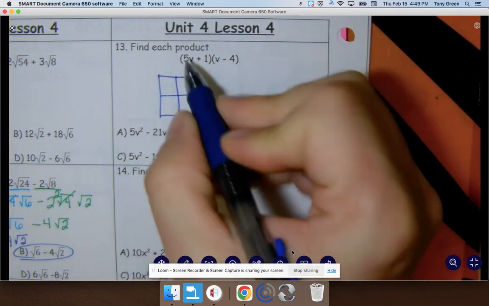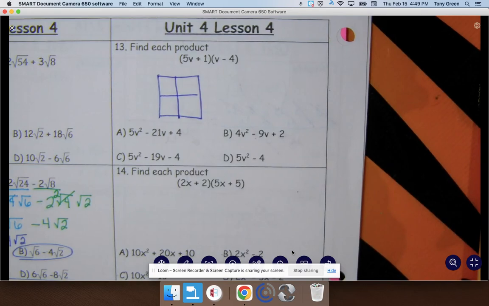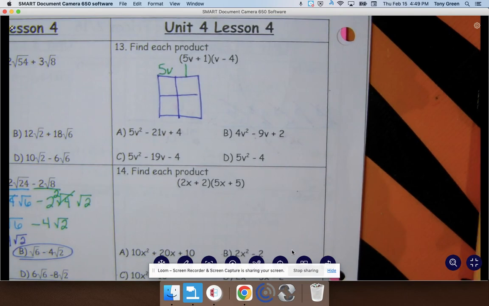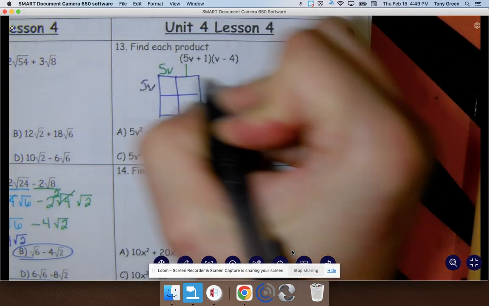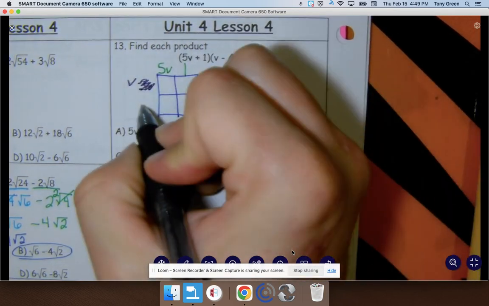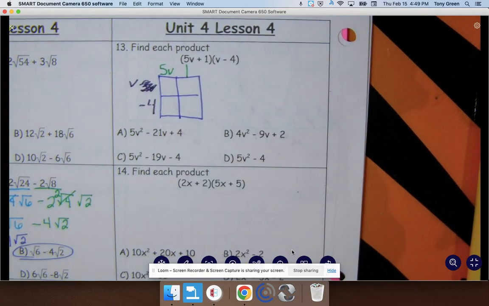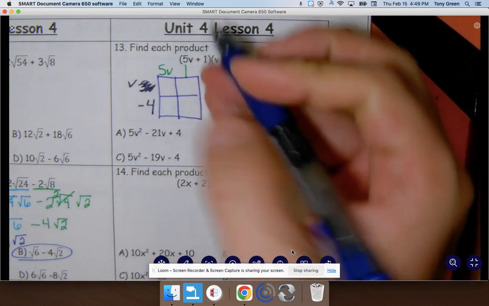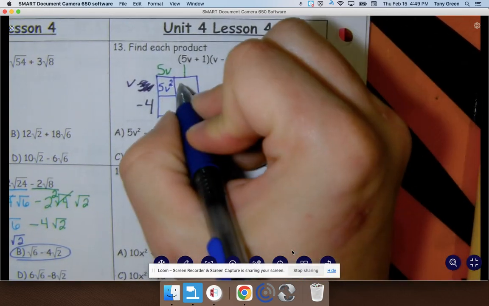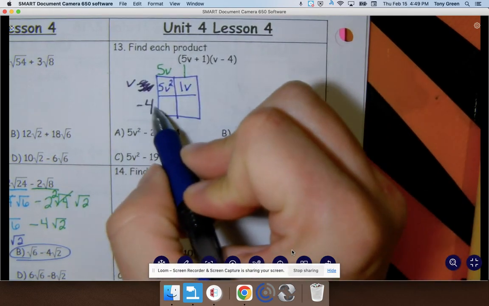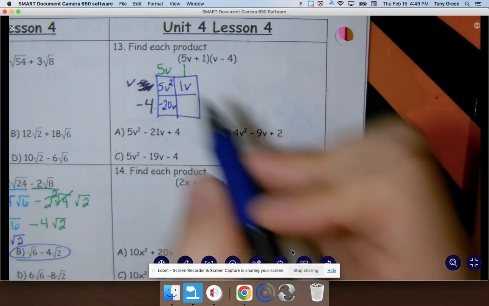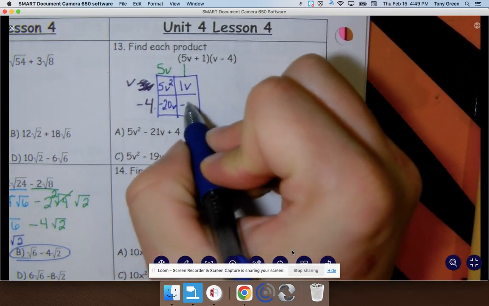square. Now my factors are 5v, and a positive 1, and a 1v, just v, and a negative 4. All right, so 5v times v is 5v squared. 1 times v is 1v. Negative 4 times 5v is negative 20v. Negative 4 times 1 is negative 4.